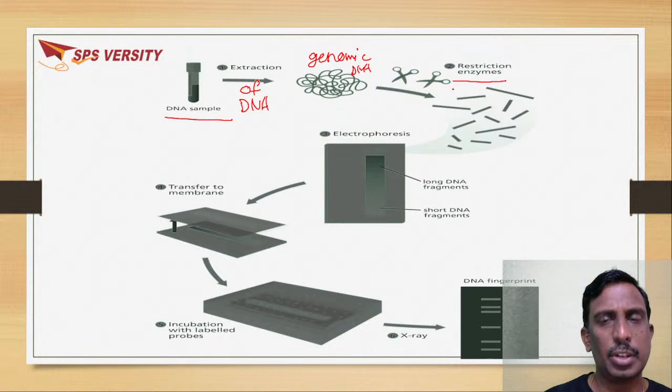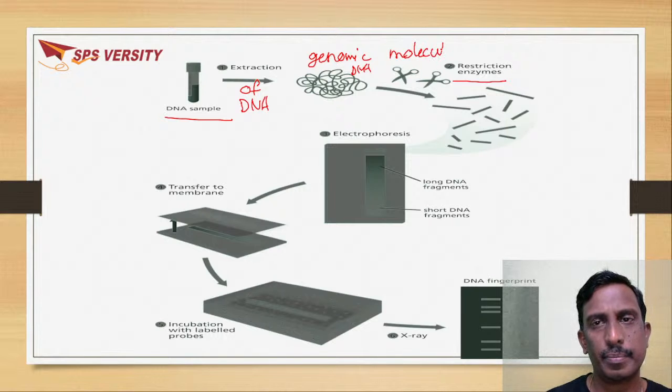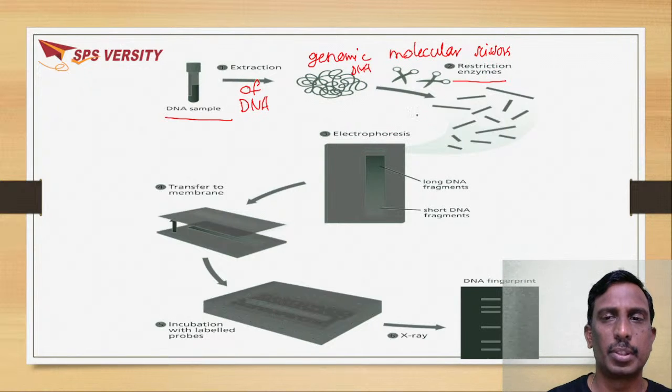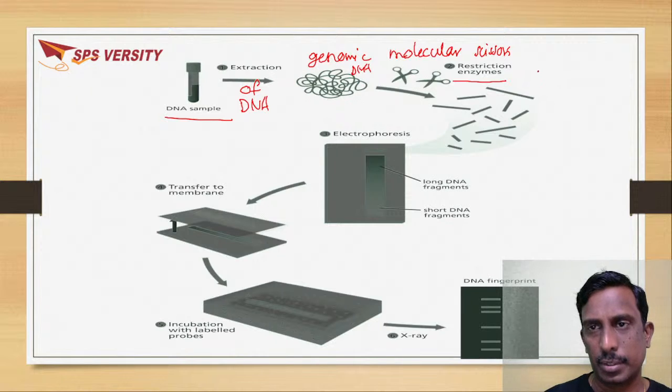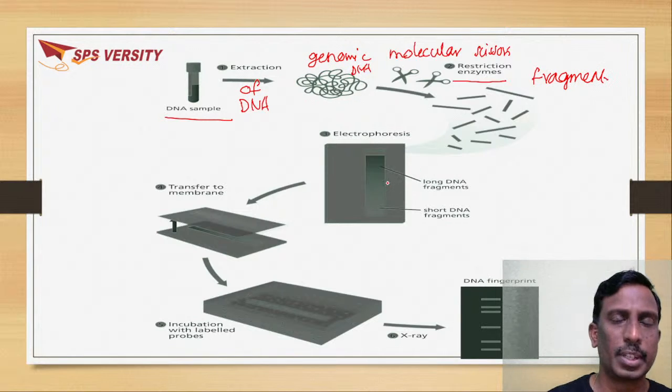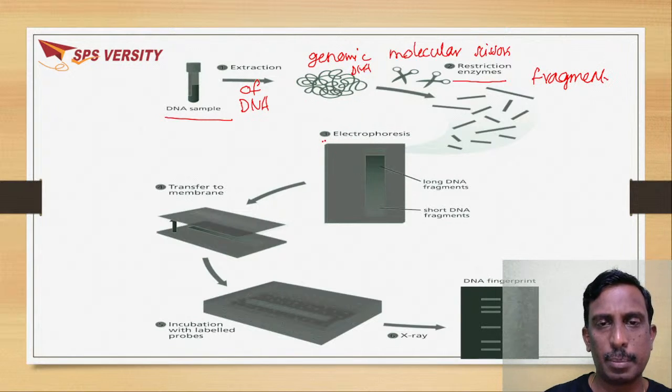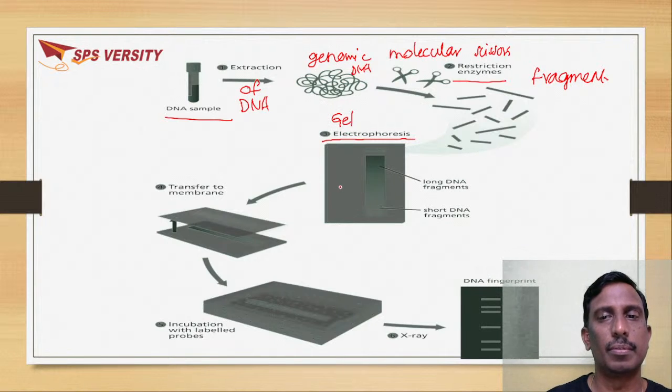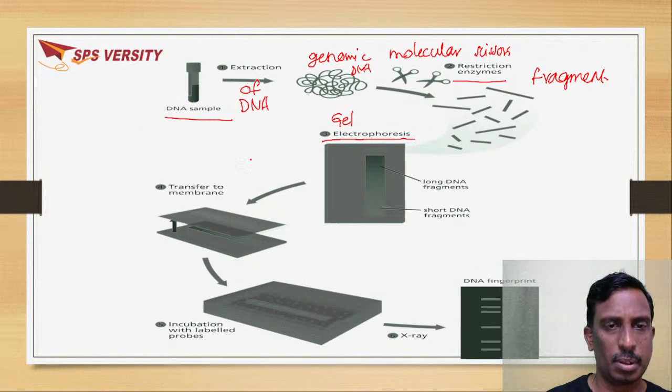Then, by using restriction endonuclease enzymes, which are called molecular scissors, we get the DNA fragments. Here we can see the fragments of DNA. These fragments of DNA are separated by gel electrophoresis, where according to their size they are separated, that is short DNA fragments and long DNA fragments.